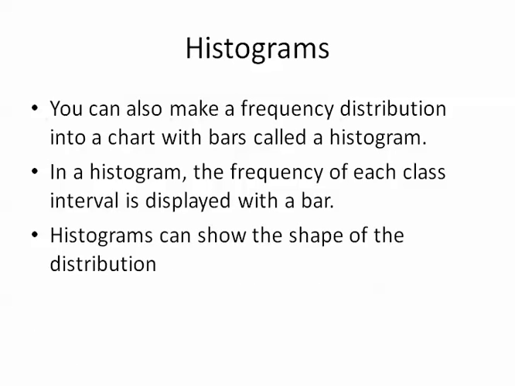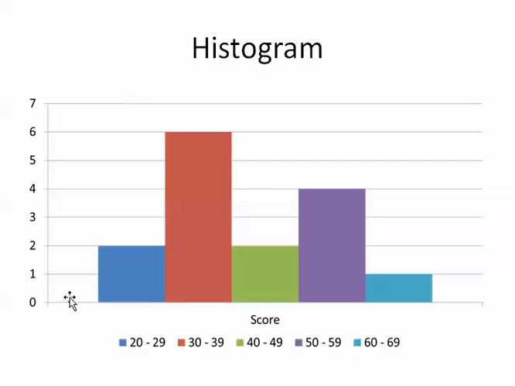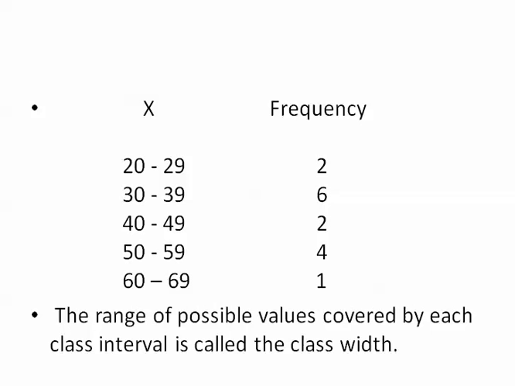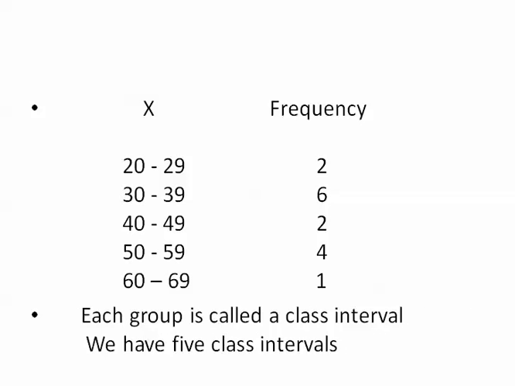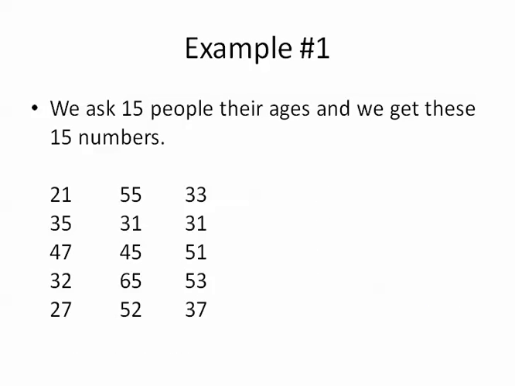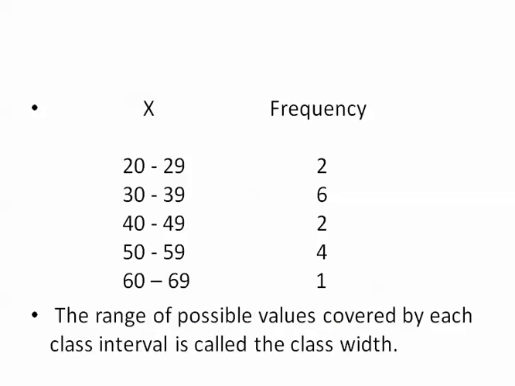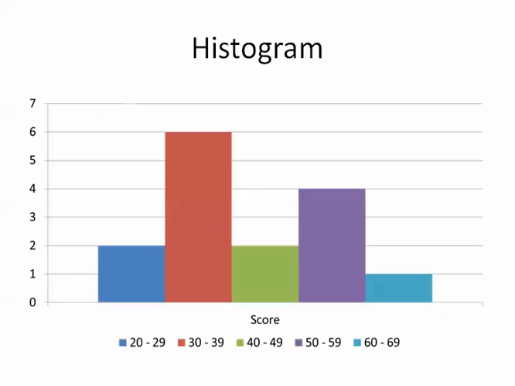So we talked about histograms. In a histogram, each of the frequencies that were in that F column is shown as a bar. This is a histogram of those 15 heights that we saw on another slide. It's a histogram of this table right here. We started with these 15 heights, made them into a frequency table, and now I'm taking this table and making it into a histogram.